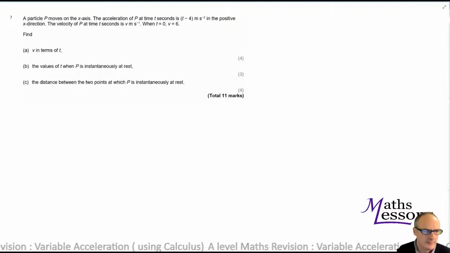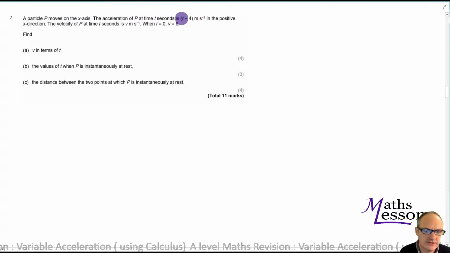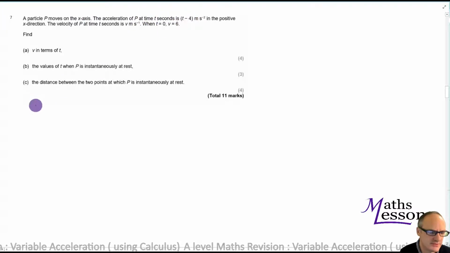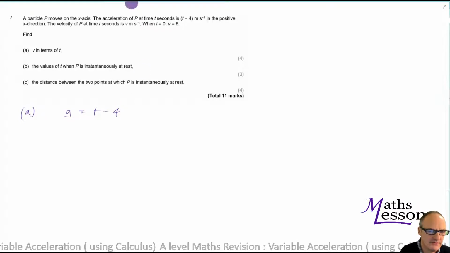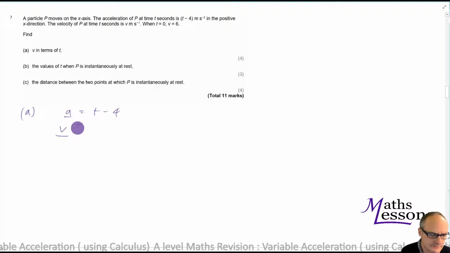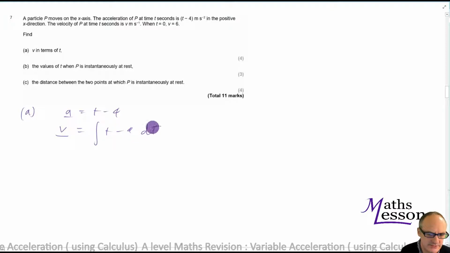Okay, so here we go. We've got particle P moves on the x-axis, acceleration of P at time t is equal to t minus 4 meters per second squared. So we're going to do part A. We want to find v. We know that a equals t minus 4. So v will equal the integral of t minus 4 dt.